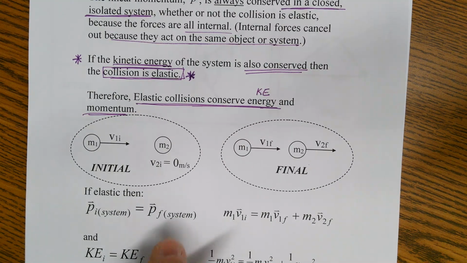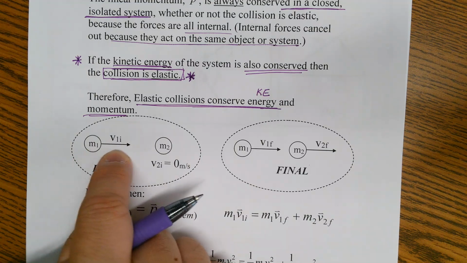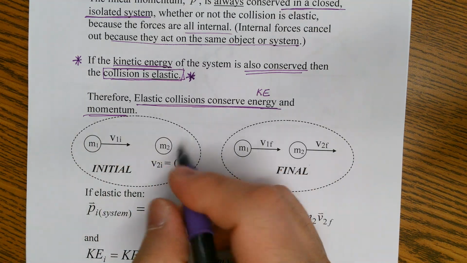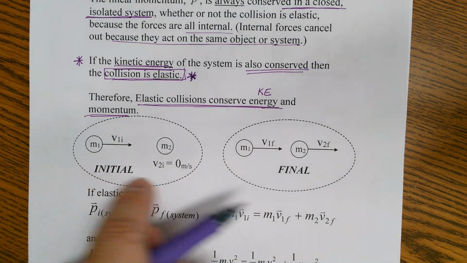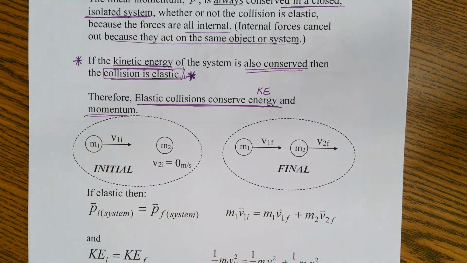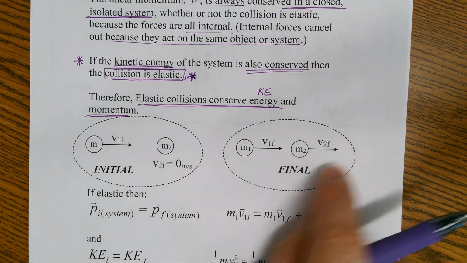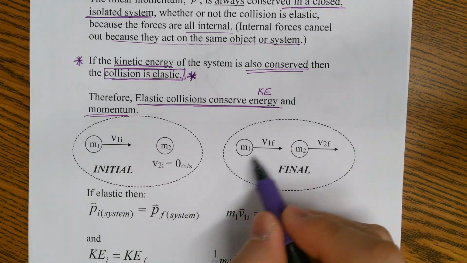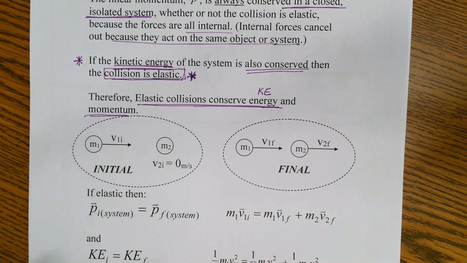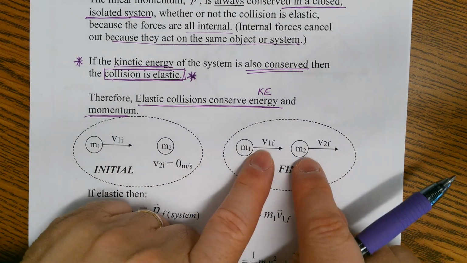So, what happens? I have mass 1 moving and colliding with mass 2 that is at rest. This is the initial condition. Then after the collision, I have mass 2 moving and mass 1 is also moving. In this case, we have mass 1 and mass 2 before the collision and after the collision.